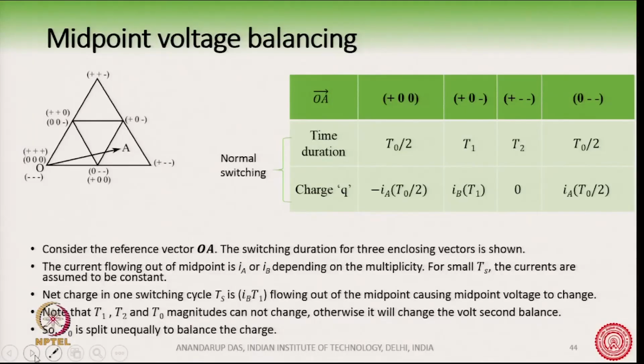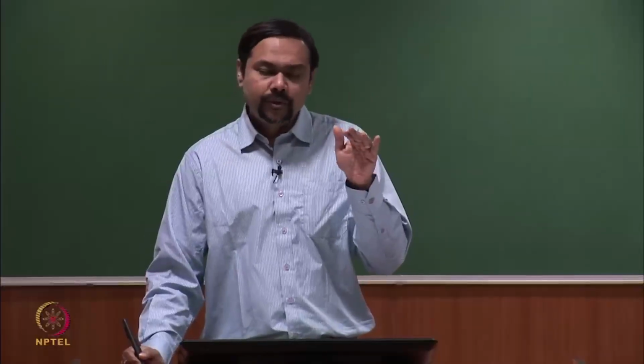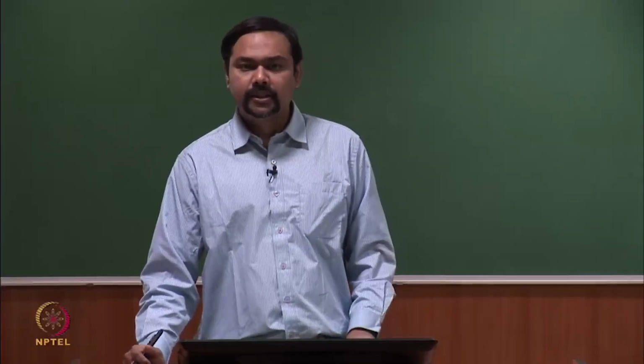You can see here that when the midpoint is accessed, a certain charge is either taken out of or inserted into the midpoint, because the I0 current is flowing. If you apply the 0 vector for a certain duration of time, whenever the I0 is applied, that amount of charge is either taken from the midpoint or inserted into it. So it will cause a fluctuation. Therefore, if you increase the size of the capacitor, the fluctuation in the voltage can be minimized.